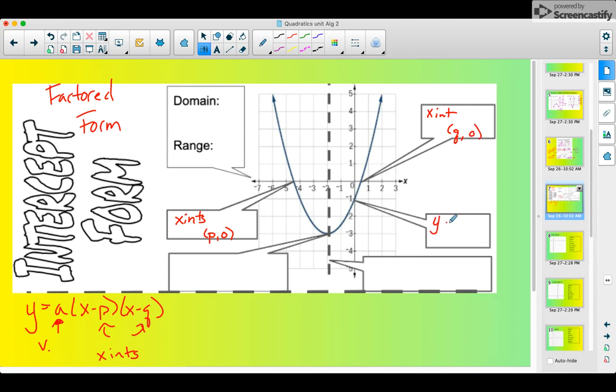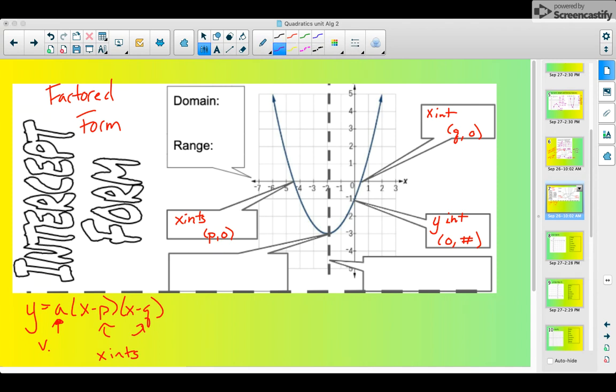Y-intercept is not going to be anything special. We still have to find it just like we normally would, where we plug in 0 for x and find out a number for y. The difference between intercept form and vertex form is that the vertex is no longer necessarily easy to find.